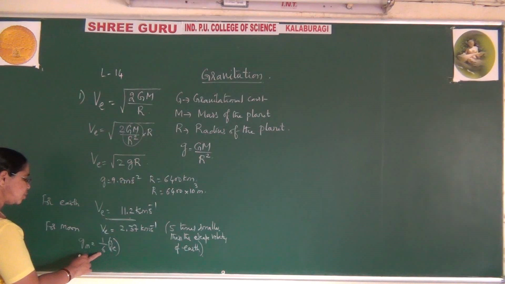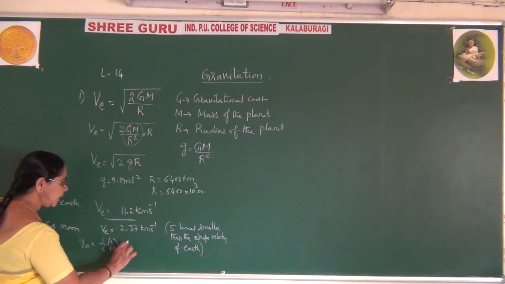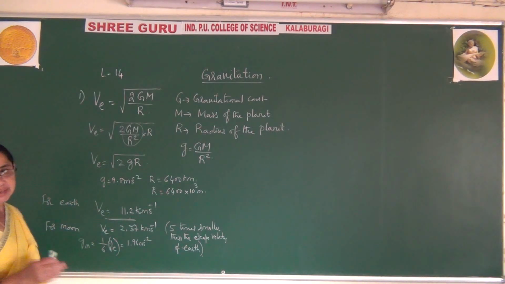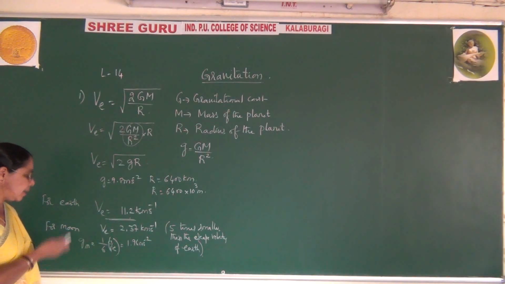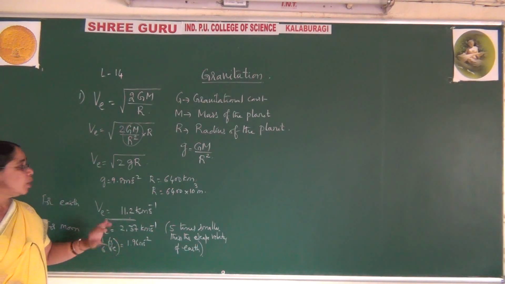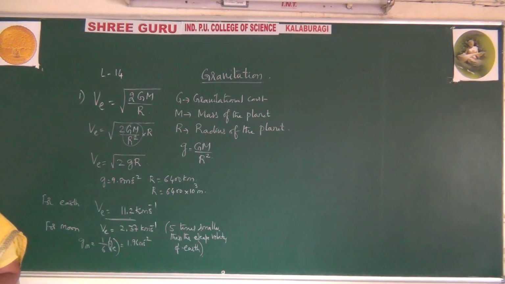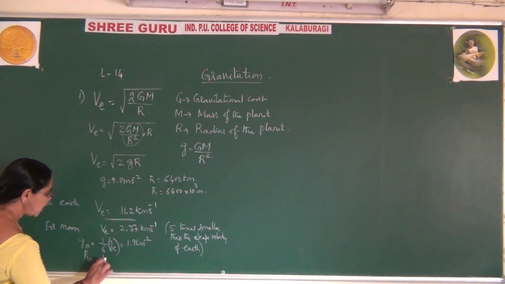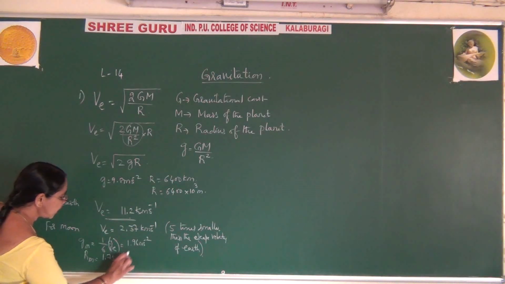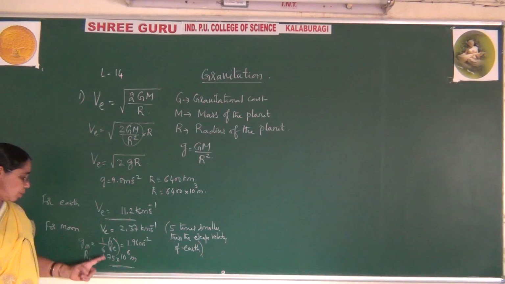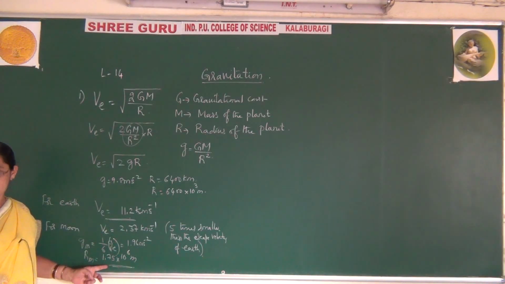So 1 by 6 times of G of Earth means you get nearly 1.96 meters per second square, where G of Earth is 9.8 meters per second square. If you divide it, you get about 1.96 meters per second square. What is the radius of the Moon? The radius of the Moon is 1.75 into 10 raised to 6 meter. This is different from the Earth, so better remember this.